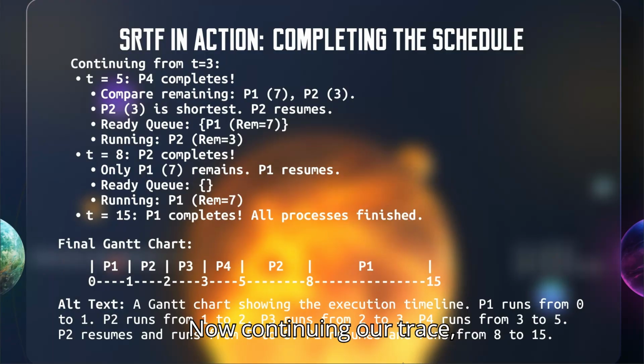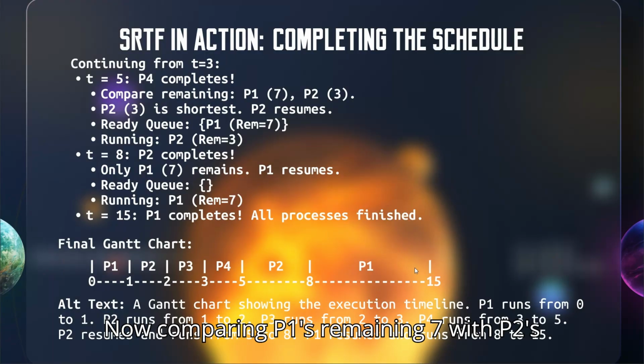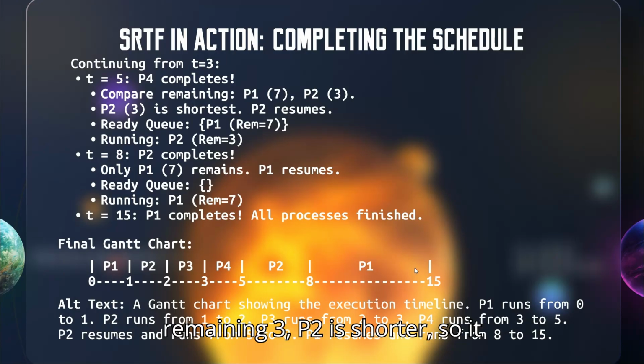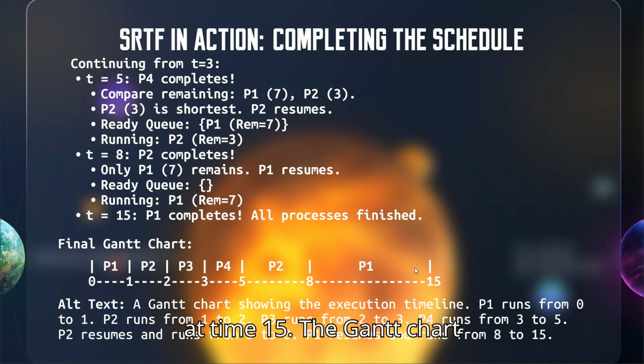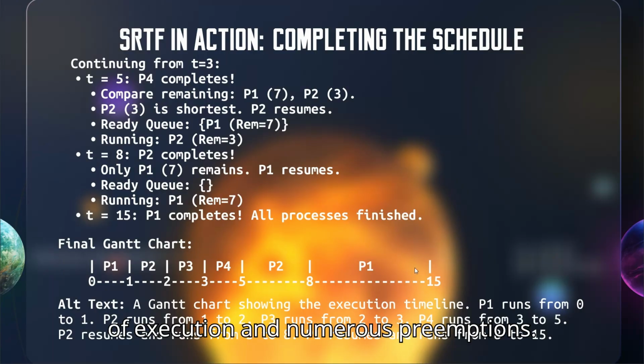Now continuing our trace, at time 5, P4 finishes. Now comparing P1's remaining 7 with P2's remaining 3, P2 is shorter, so it takes over. At time 8, P2 finally completes. With only P1 left, it gets the CPU and runs until it finishes at time 15. The Gantt chart clearly visualizes this entire sequence of execution and numerous preemptions.